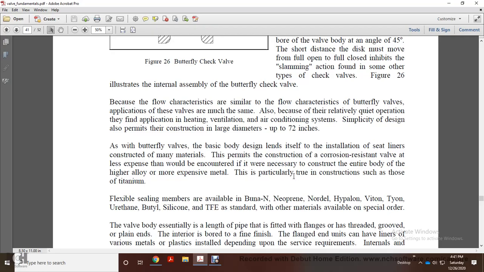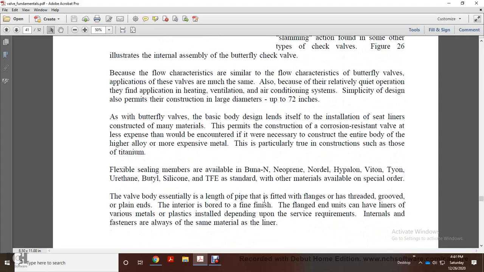Also, because of their relatively quiet operation, they find application in heating, ventilation, and air conditioning systems. Simplicity of design also permits construction in large diameters up to 72 inches. The basic butterfly valve body design lends itself to insulation, seating rings, and seating liners of many materials, making a permanent, corrosion-resistant valve. This is less expensive than constructing the entire body of a higher alloy, more expensive metal. This is particularly true of construction such as titanium. Flexible sealing members are available in Buna, neoprene, Nordel, Hypalon, Viton, urethane, butyl, silicone, and Teflon as standard, with other materials available on special order.